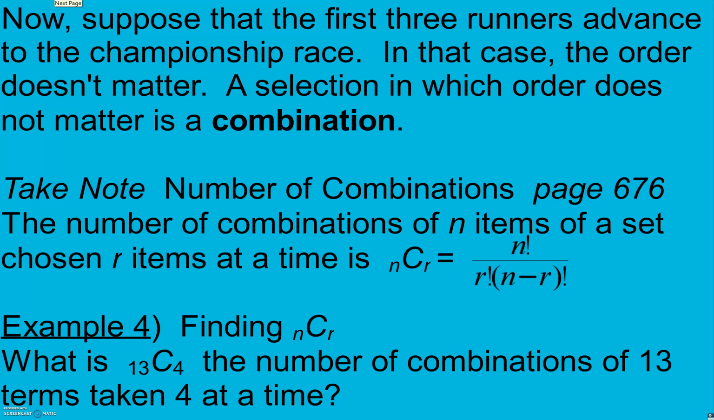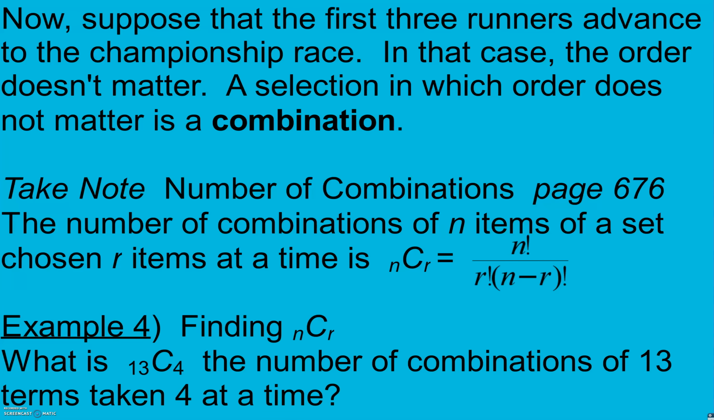Now, suppose that the first 3 runners advance to the championship race. In that case, the order doesn't matter. A selection in which order does not matter is a combination. Okay, we're taking the top 3 placers. It doesn't matter where you finished. There's no rhyme or reason to it. We're going to randomly draw straws to see which lane you get or where you start in relationship to the starting line. Doesn't matter. We're just taking the top 3 in each.